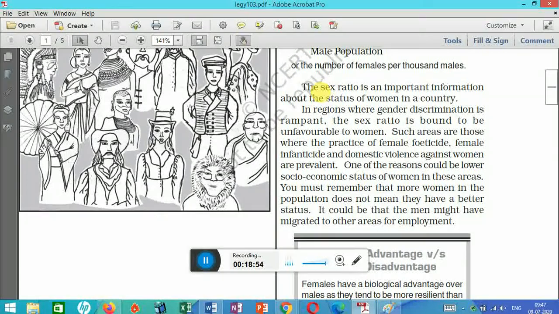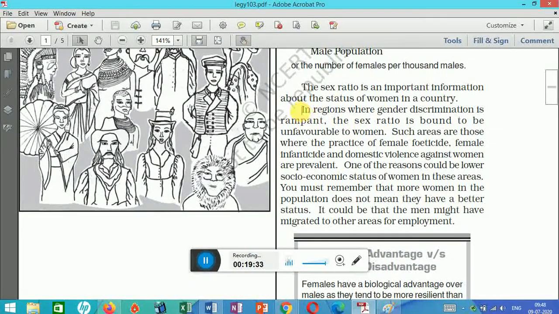See, in some countries the sex ratio is unfavorable. There is a negative sex ratio in some countries, in some Asian countries, in some Islamic countries. So what are the main reasons for that? Whereas in the other Western countries, the sex ratio is favorable. The number of females is greater than the number of males, favorable. So what are the reasons for this? They are given here.